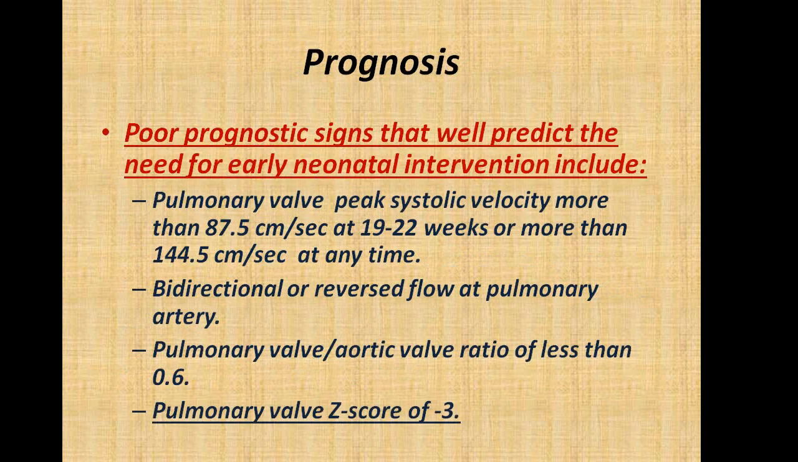The prognosis: poor prognostic signs that will predict the need for early neonatal intervention include pulmonary valve peak systolic velocity more than 87.5 cm per second at 19 to 22 weeks, or more than 144.5 cm per second at any time, bidirectional or reversal flow at pulmonary artery, pulmonary valve to aortic valve ratio of less than 0.6, pulmonary valve z-score of -3.